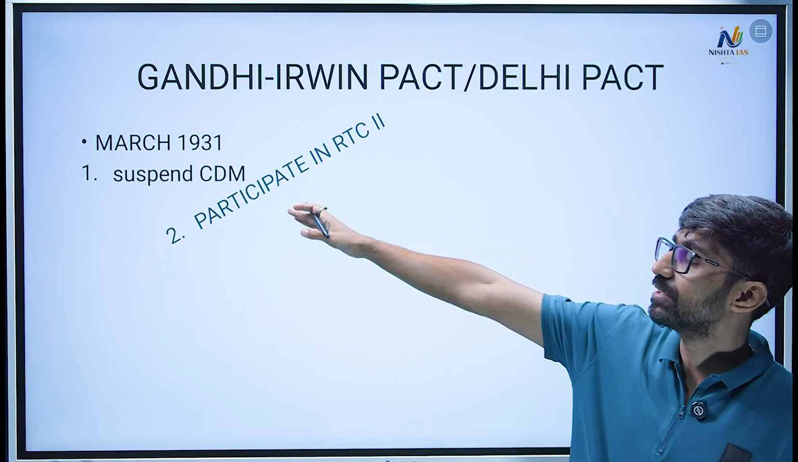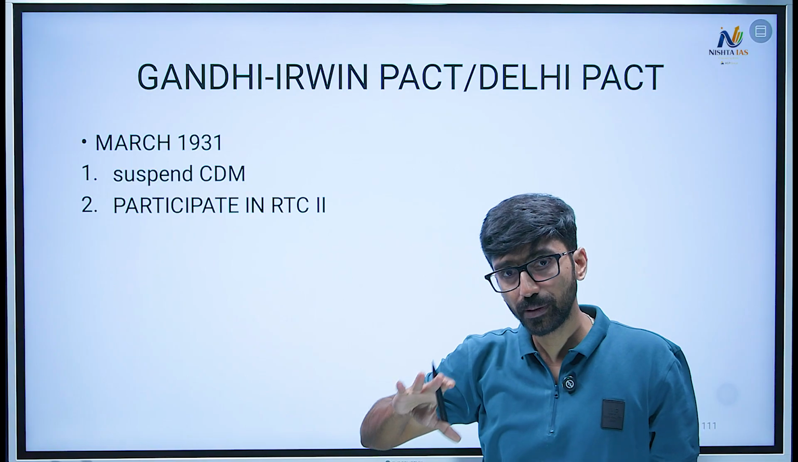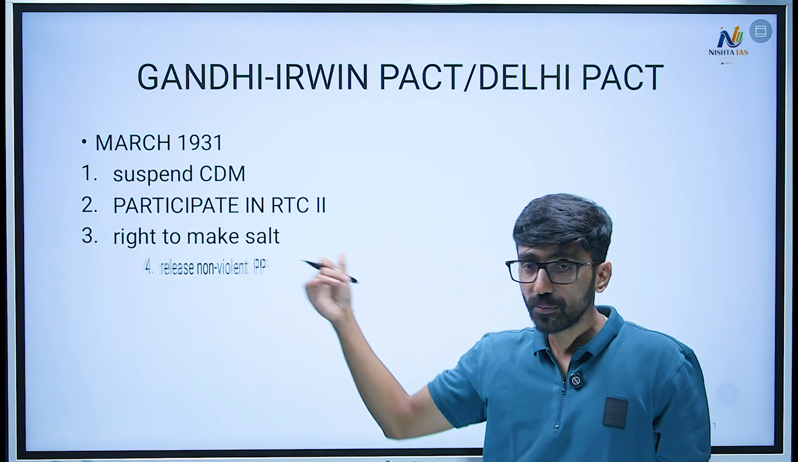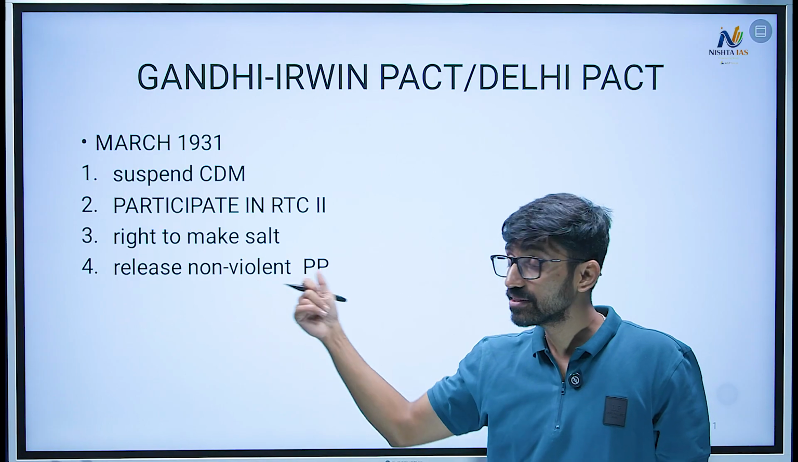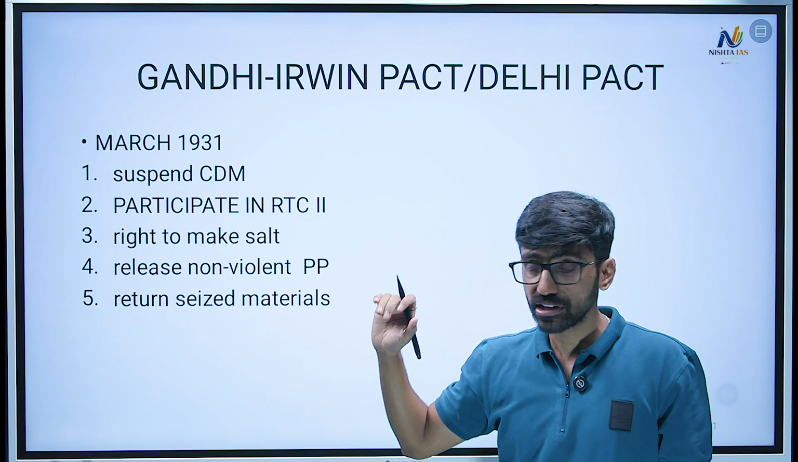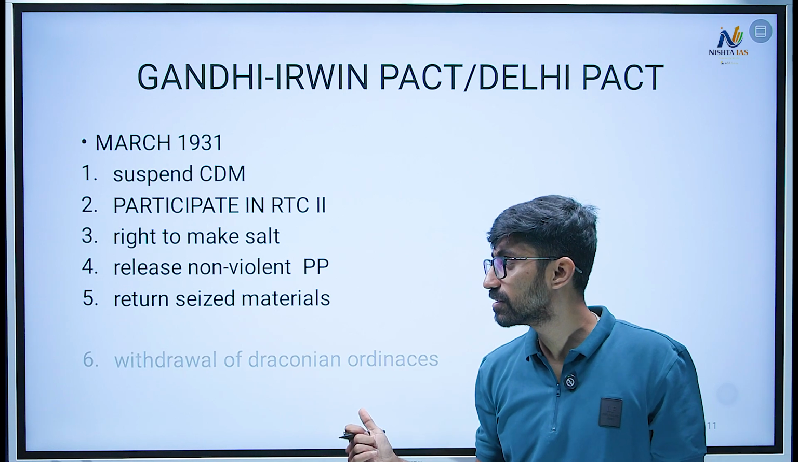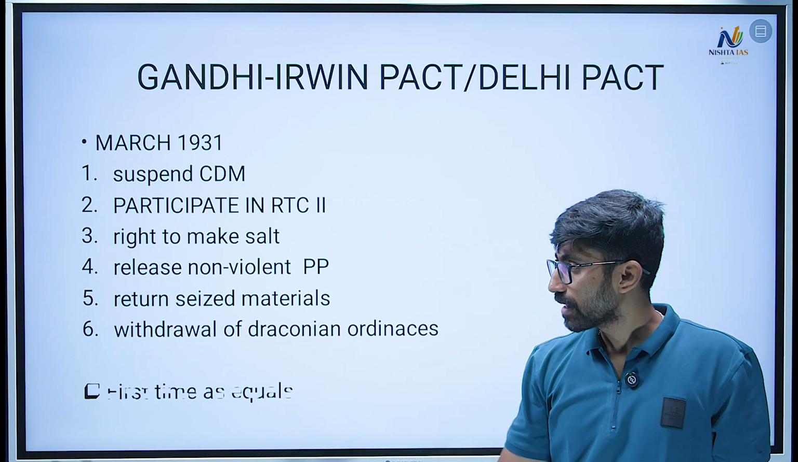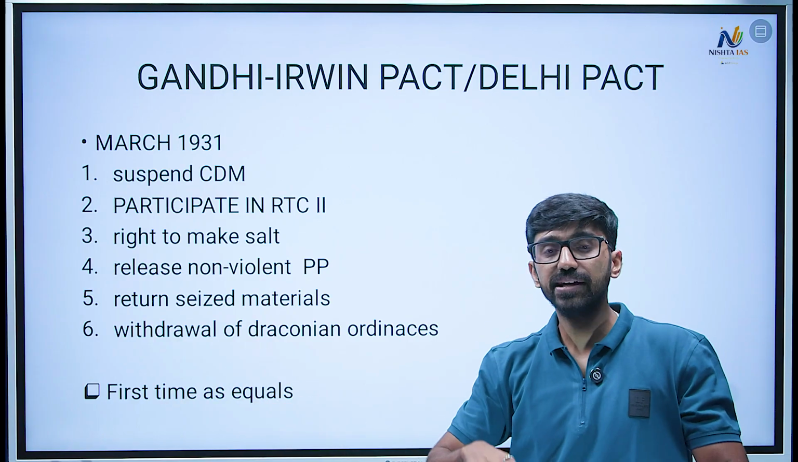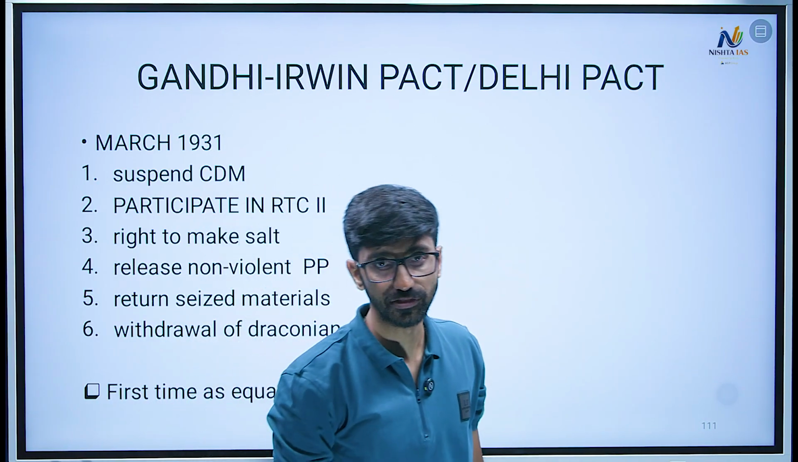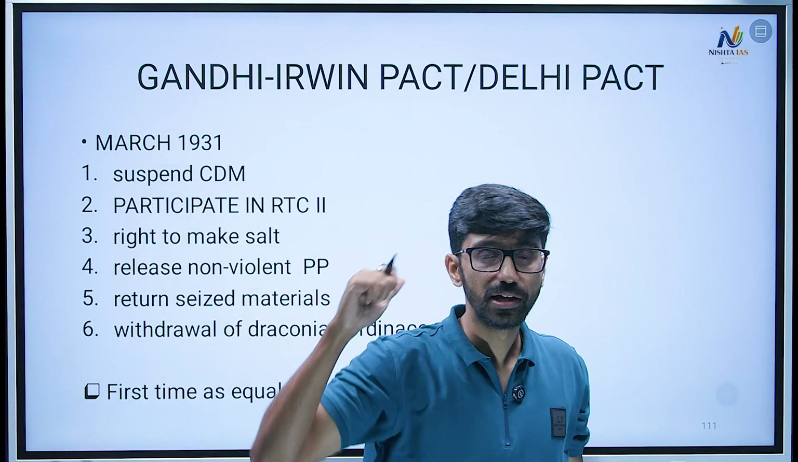Okay, in March 1931, they suspended CDM, will suspend the movement, and participate in the second RTC. Okay, the right to make salt was recognized. Release of non-violent political prisoners, not the violent political prisoners. That is a condition that was put. Return of seized materials and withdrawal of draconian ordinances. Okay, and for the first time Indians are negotiating with the Britishers as equals, getting some political concessions. So that was the Gandhi-Irwin Pact.